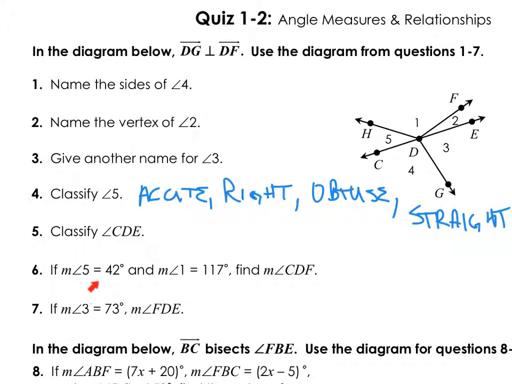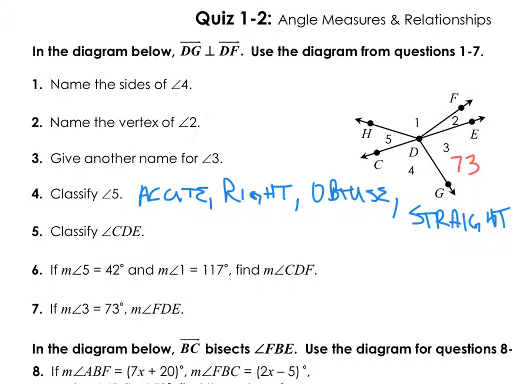Number 6, if 5 is 42 degrees, so this one's 42, and 1 is 117, what's the measure of CDF? What's the measure of the whole thing? And in number 7, angle 3 is 73 degrees. Right here, he is 73. Might help you to write that on your paper. I'll do it on mine. 73. What is FDE? So they want to know FDE. How many degrees is he?